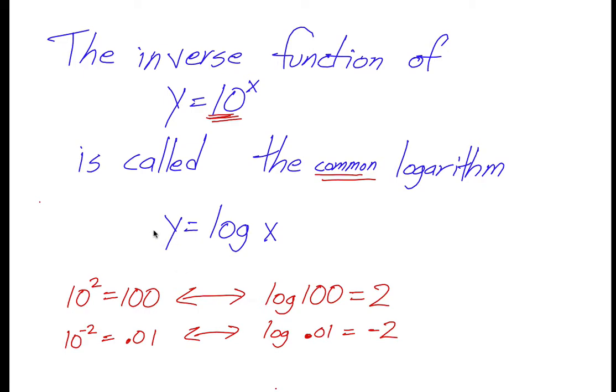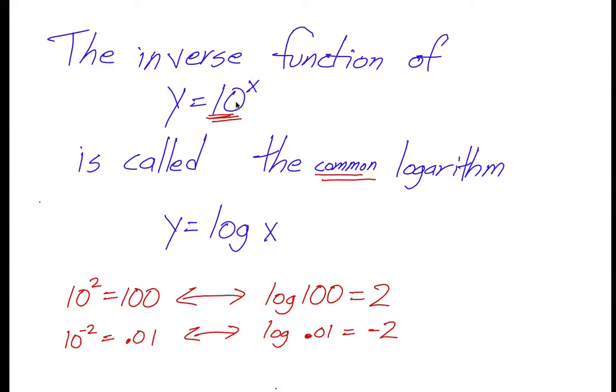In the previous video, we learned about something called the common logarithm, abbreviated just by writing log. And the common logarithm is the inverse function of 10 to the x, which means if 10 to the 2 equals 100, that's exactly the same as writing the log of 100 equals 2. And if 10 to the negative 2 equals 0.01 or 1/100th, then the log of 1/100th equals negative 2, and so on. That's the common logarithm.